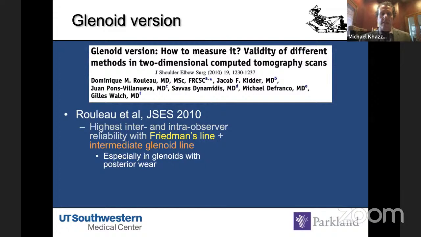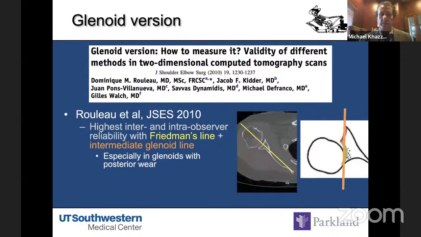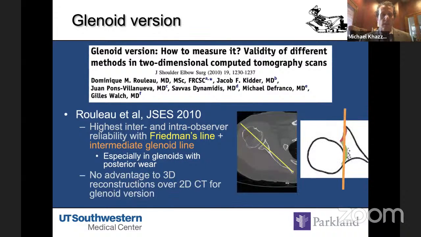And here's just an assessment of how to measure and validate these methods on CT scan using the intermediate glenoid line and Friedman's line with posterior glenoid erosion and posterior glenoid wear. And these allow us to assess exactly what needs to be done to reconstruct the glenoid, reassess and reconstruct the native glenoid to restore the joint line, and this improves functional outcomes, especially range of motion.